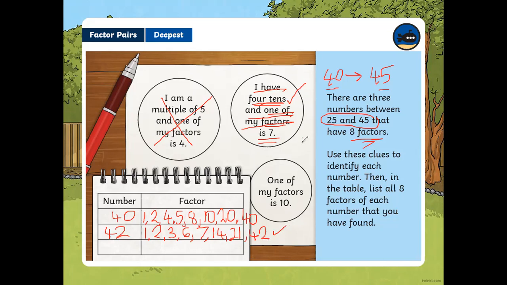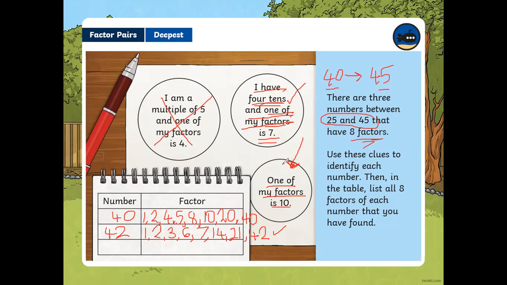Okay, now here, the third number. One of my factors is 10. Guys, what could this number be? 30, 35, or 40. Let's do the third one.